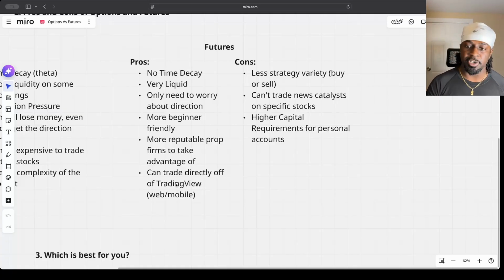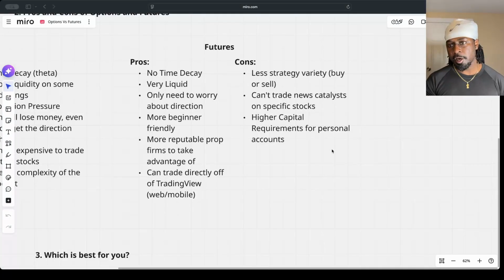And the biggest pro that I like about futures is that you can trade directly off of TradingView. When I was trading options, I used to have to do my analysis on TradingView and then switch over to my brokerage app like Robinhood or E-Trade to actually execute the trade. But on futures, you can do your analysis and you can execute right on the same chart that you did your analysis on. So that's a huge pro in my book.